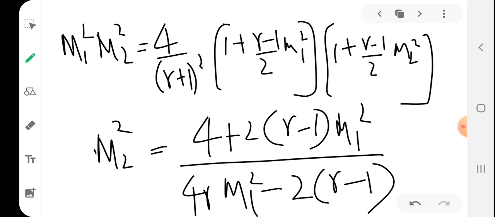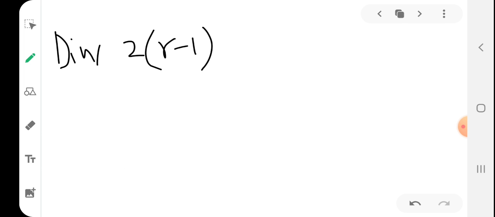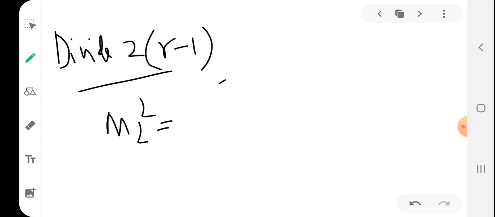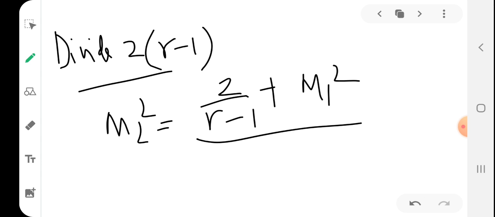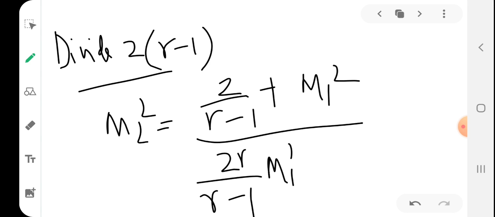If you simplify it once more, you divide the numerator and denominator by 2 gamma minus 1. So you will get M2 squared is equal to [2 by gamma minus 1 plus M1 squared] by [2 gamma by gamma minus 1 into M1 squared minus 1].